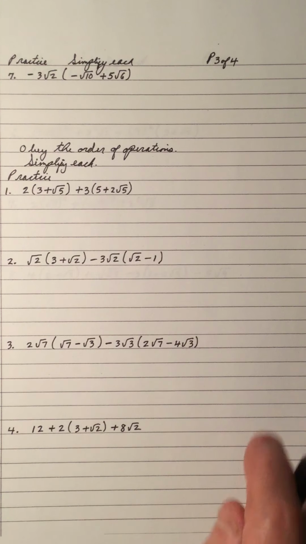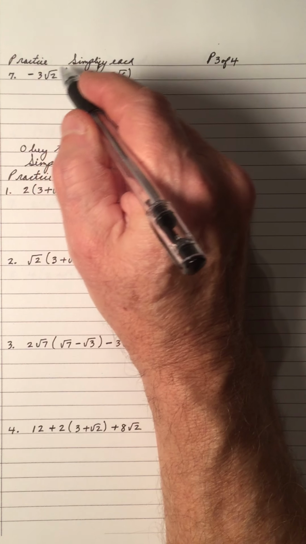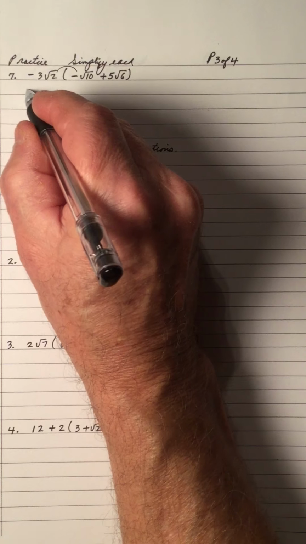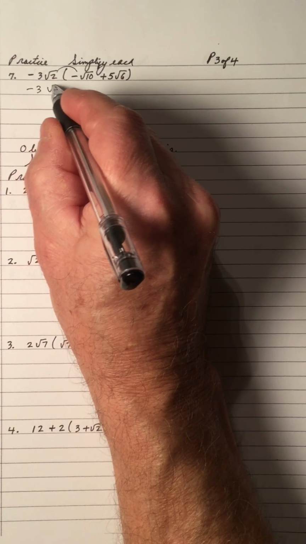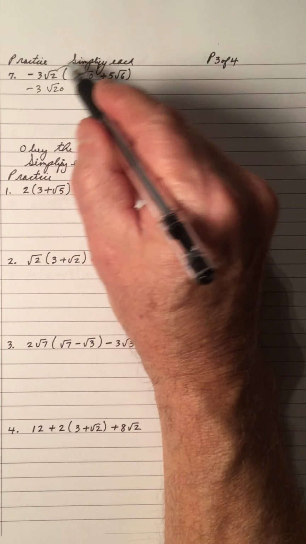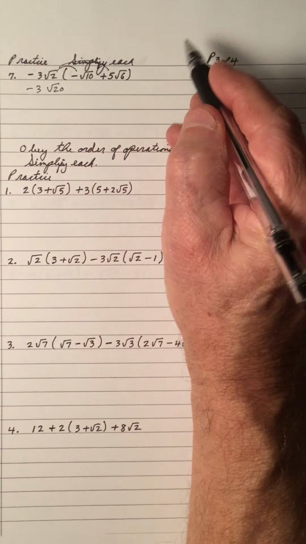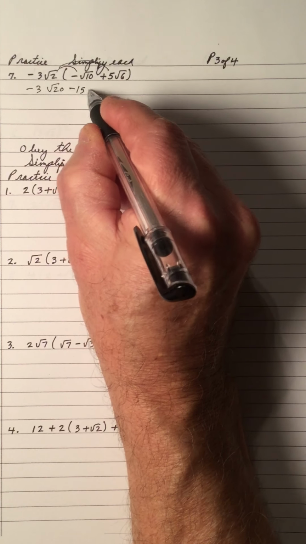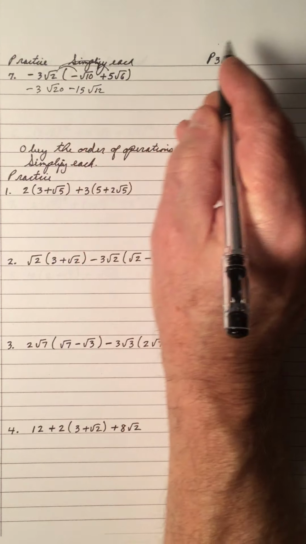Number 7, negative 3 root 2 times negative root 10. When we multiply those two, we get a positive 3 root 20. And a negative 3 root 2 times positive 5 root 6 is a negative 15 root 12.